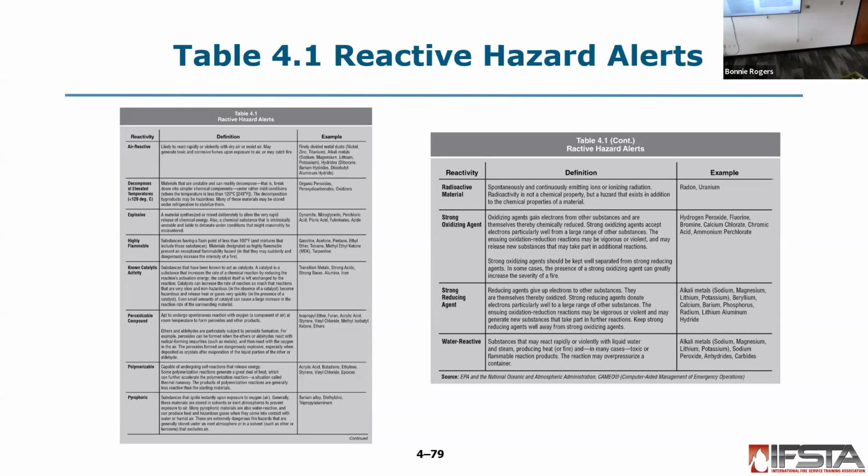Next we have decomposes at elevated temperatures above 120 degrees Celsius. Materials that are unstable and can readily decompose, that is, break down into simpler chemical components, under rather mild conditions, where the temperature is less than 120 degrees Celsius or 248 Fahrenheit. The decomposition byproducts may be hazardous. Many of these materials may be stored under refrigeration to stabilize them. And that includes organic peroxides, peroxy decarbonates, and oxidizers. Okay, what class are those? Those are oxidizer class 5 and class 4.